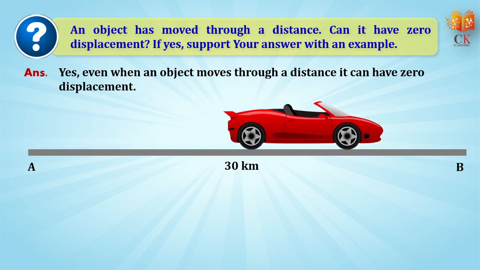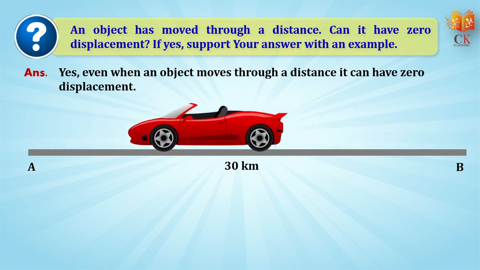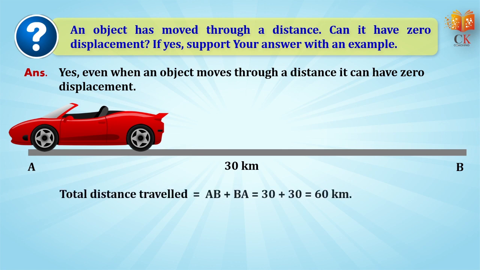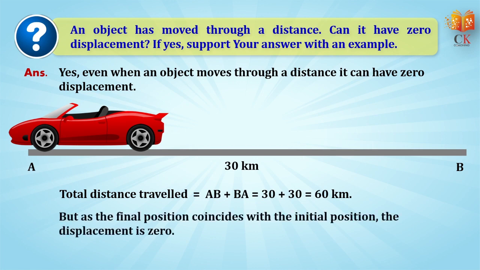Since it has moved from A to B, it has covered 30 km. In this case the distance and displacement are both the same, but if it changes the direction of motion, goes from A to B and again comes back to A, in this case the distance covered is 30 plus 30, which is 60 meter. The total distance is 60 meter, whereas since the final and initial point coincided, displacement will be 0 meter.